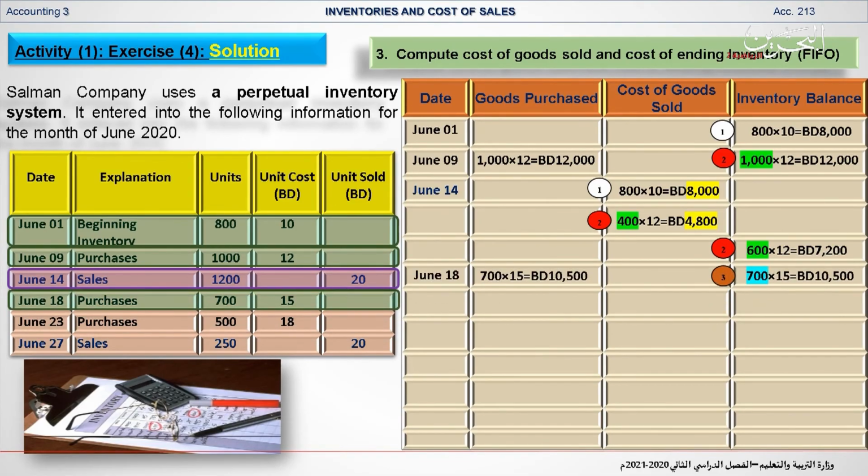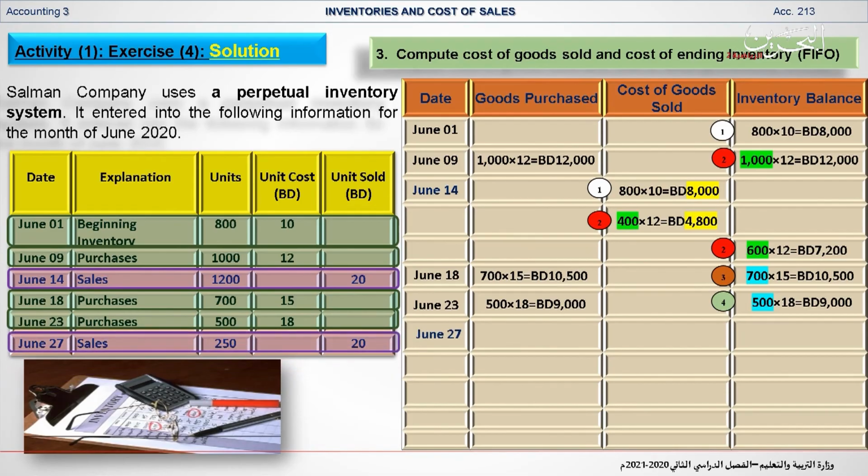So, we will continue to calculate the cost of inventory on 18th June for the 700 units purchased by following the above steps. And in the same way, we will calculate the cost of inventory for the inventory purchased on 23rd of June.